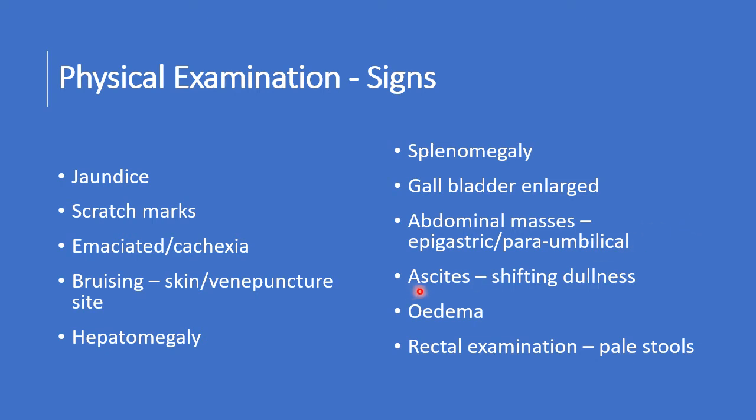Ascites due to transperitoneal spread of these malignant lesions, and shifting dullness is an important physical sign that you must look for. Edema and rectal examination. Especially, you may be able to see pale stools on your examining finger.